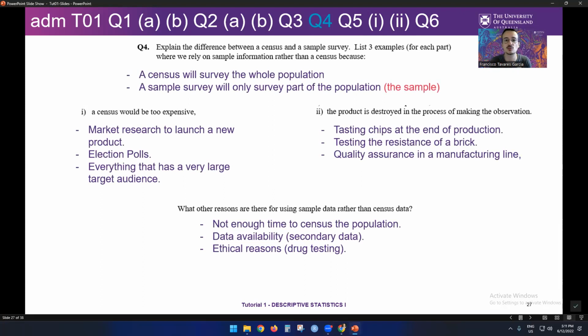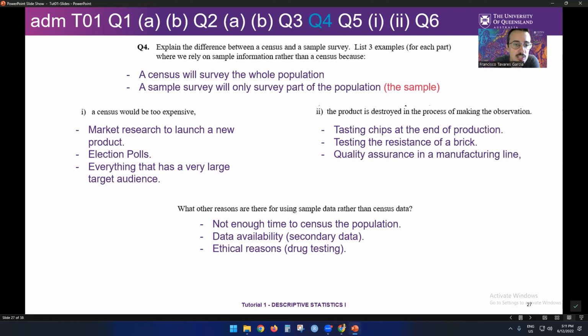So our census will serve the whole population, as a few of you guys have already explained, and our sample survey will only serve part of the population to sample. That's basically the words we use, right? And excellent answers you guys had.